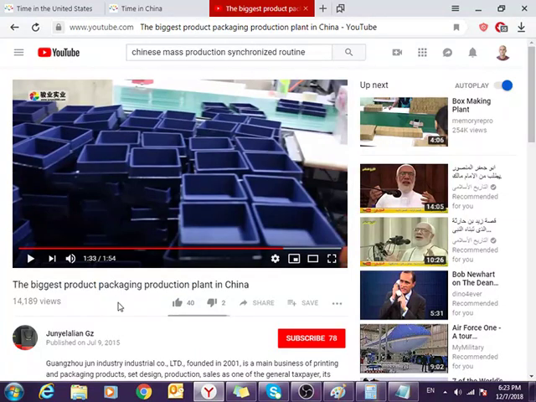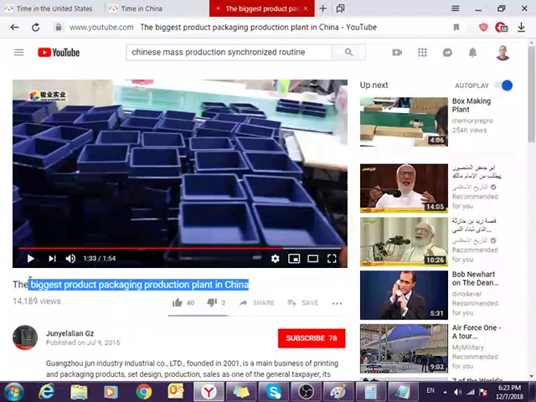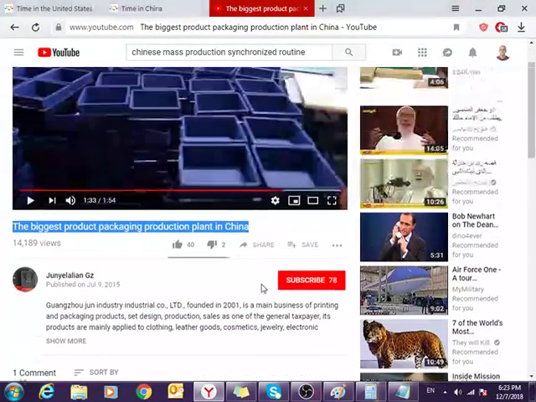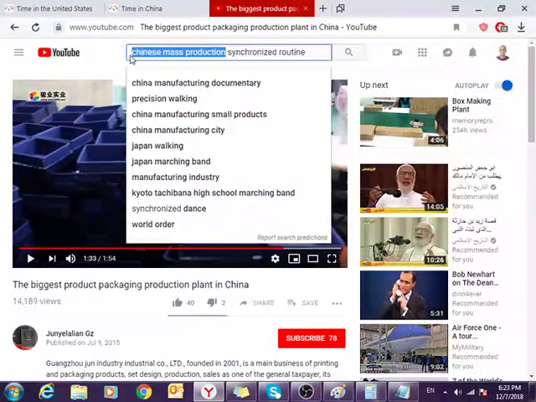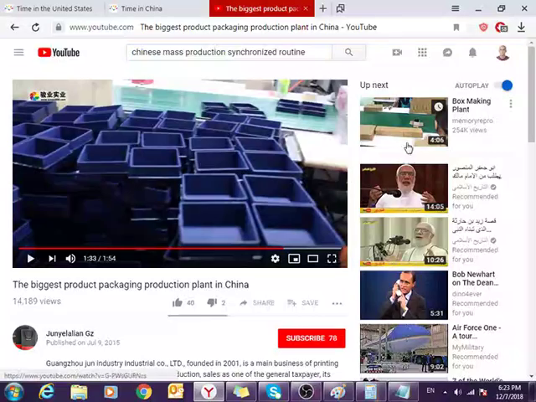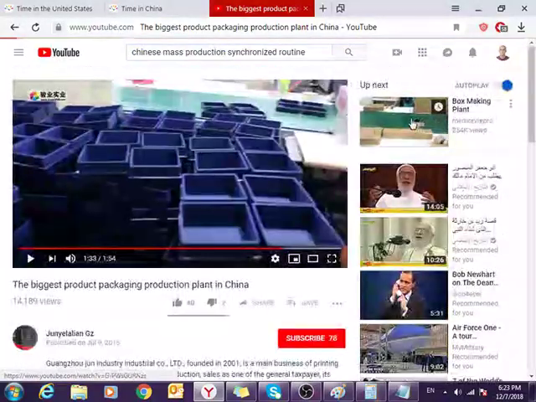And this is the packaging part. Chinese mass production, synchronized routine, and this is the production part and packaging. Now the delivery part, box making. Let me see this.